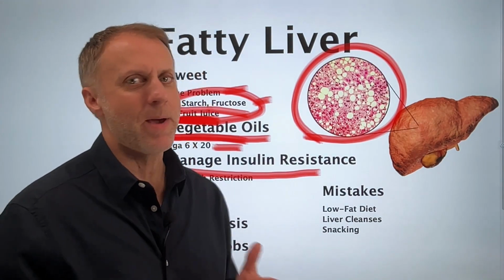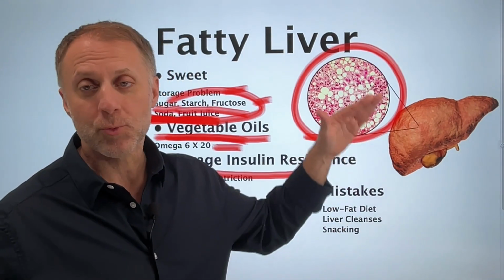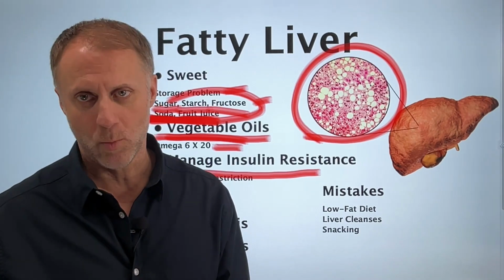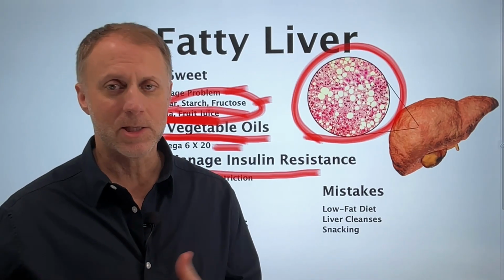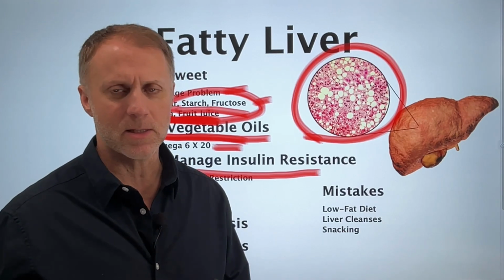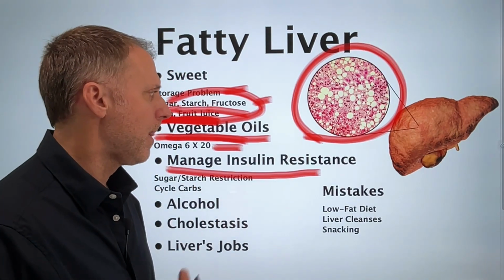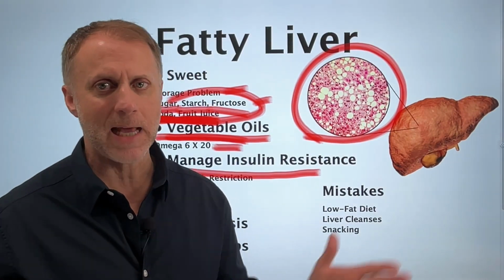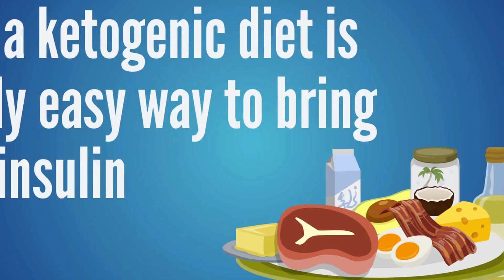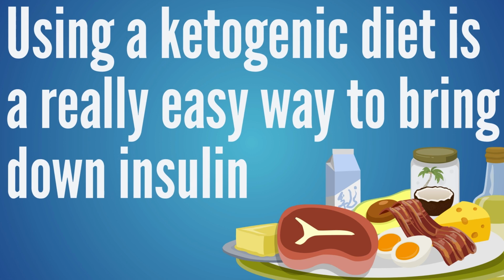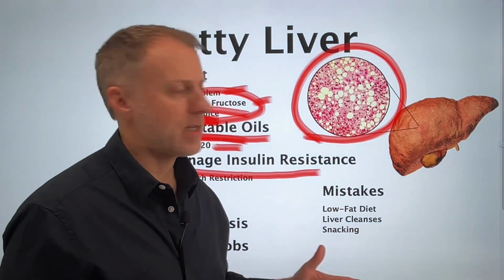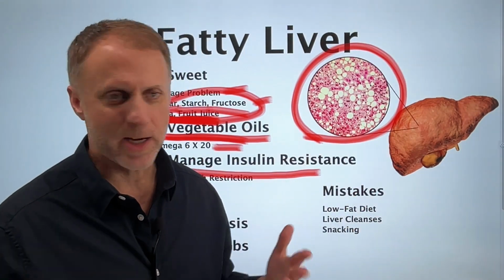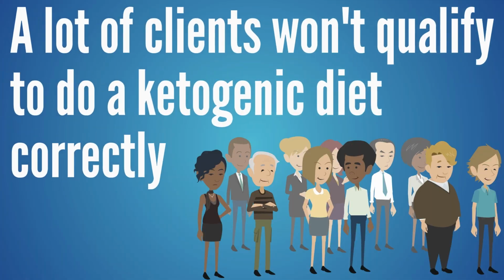With the Spanish Mediterranean ketogenic diet, the person is really reducing carbs in a significant way. They're almost removing them completely so that they can get into this state of ketosis, and some people believe that can have benefits too. But the main thing is that I don't believe that you need to do a ketogenic diet to fix fatty liver disease. It's just a really easy way to bring that insulin down significantly. And we don't want to have all of our clients say, oh, well, you need to do a Spanish Mediterranean ketogenic diet, because a lot of clients are not going to qualify to do a ketogenic diet correctly.